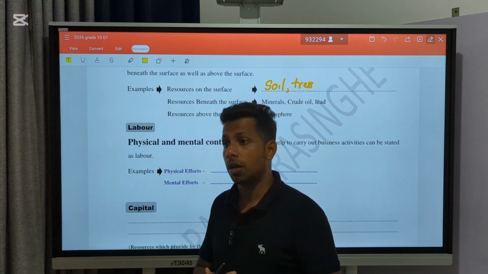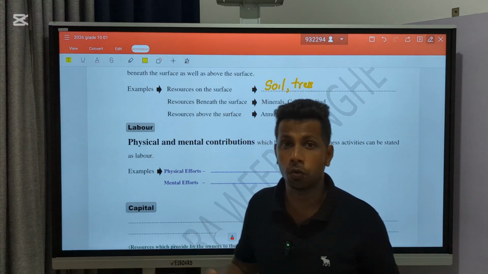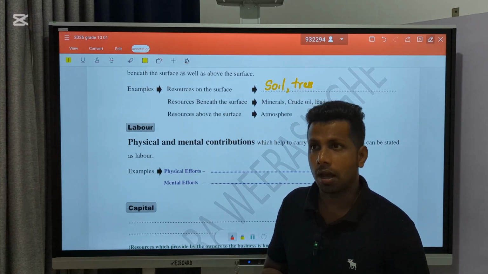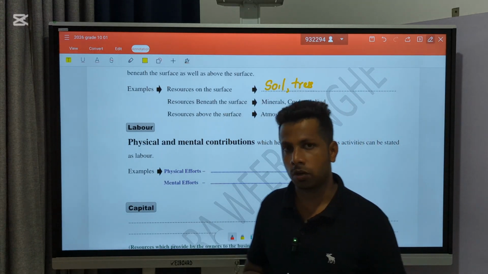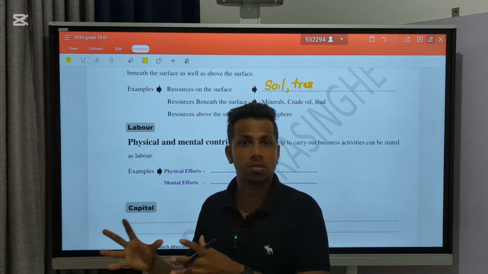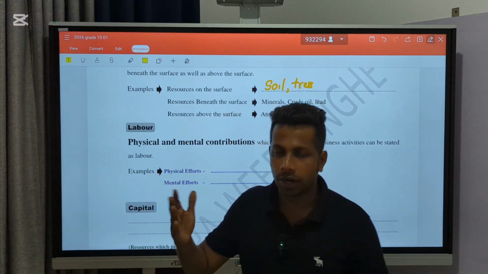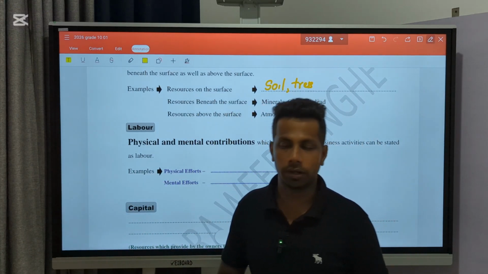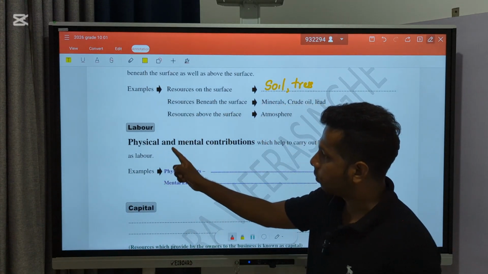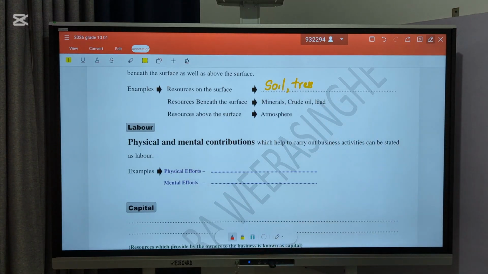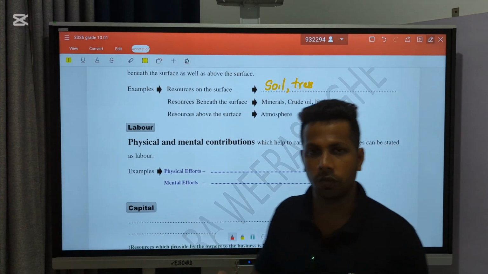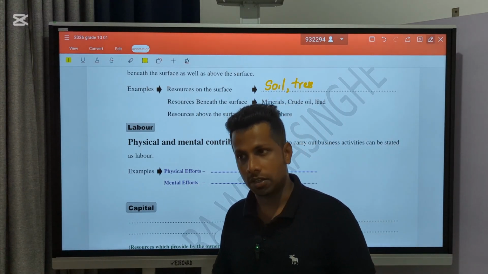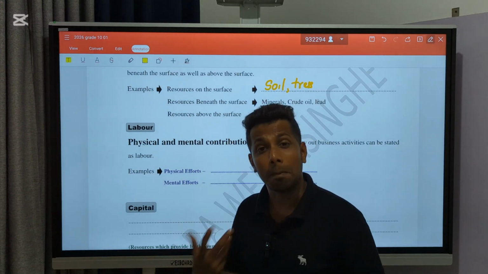Just assume one day you can start your own business, and don't you want labor factor? Definitely you must recruit employees to perform certain duties. So labor factor is also a required resource, dear children. So let's have a look. Labor means physical and mental contributions which help to carry out business activities. So mainly the labor factor we can classify as physical efforts. Some put physical efforts, some contribute mentally.